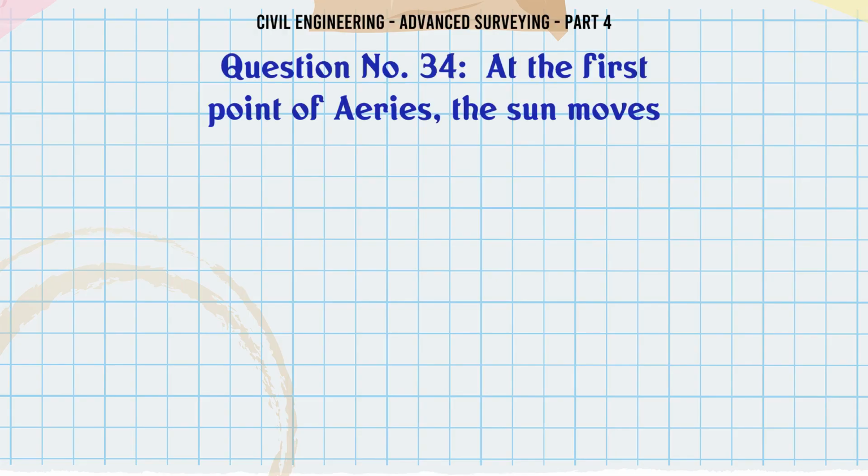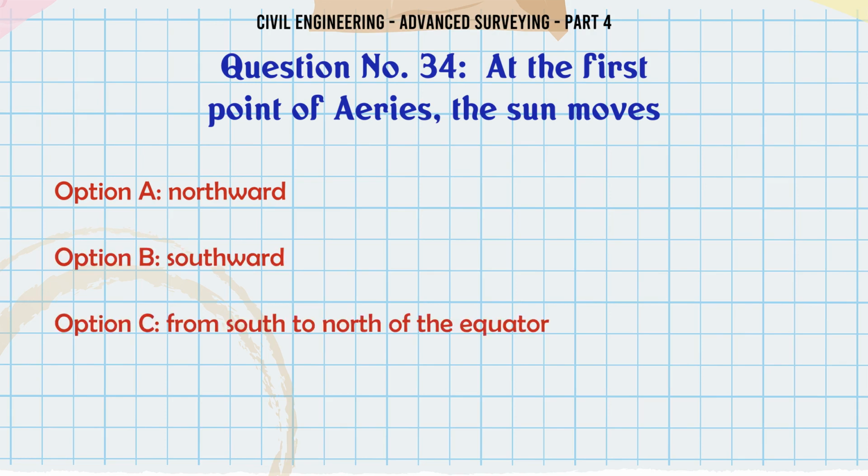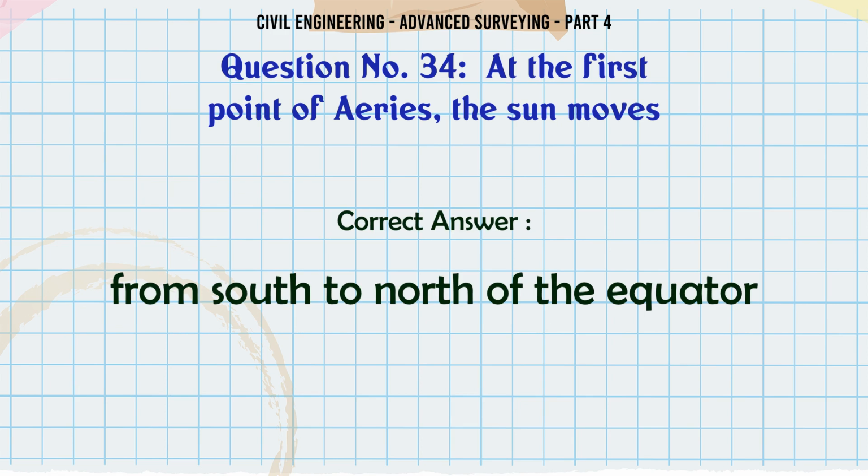At the first point of Aries, the sun moves: A. Northward. B. Southward. C. From south to north of the equator. D. From north to south of the equator. The correct answer is from south to north of the equator.